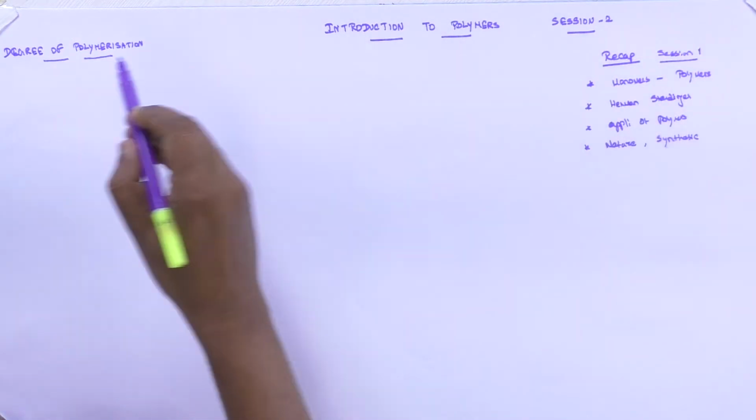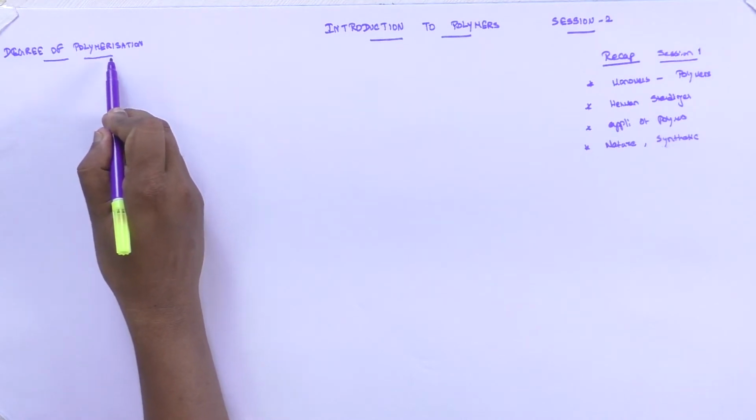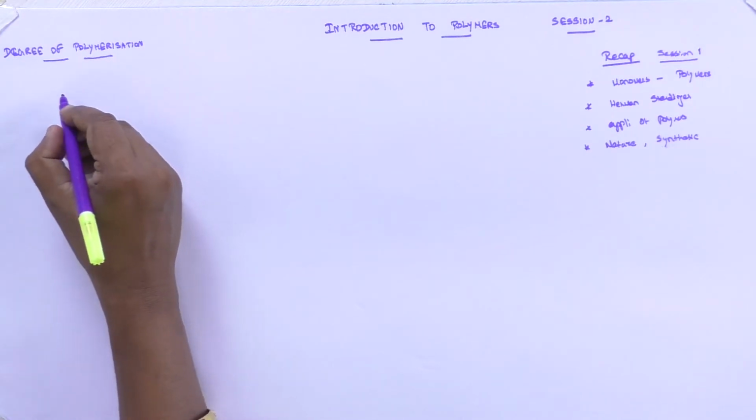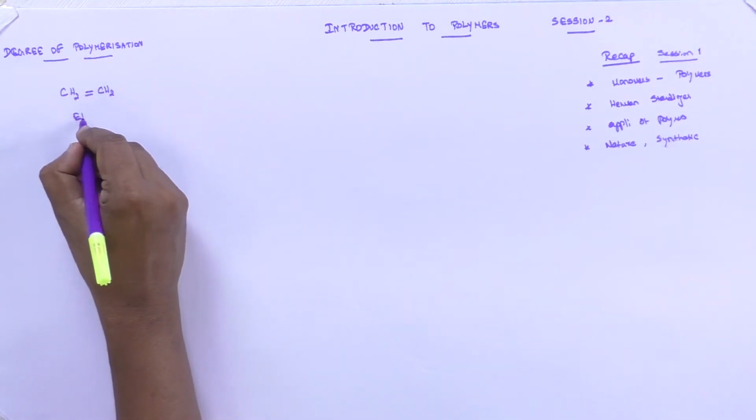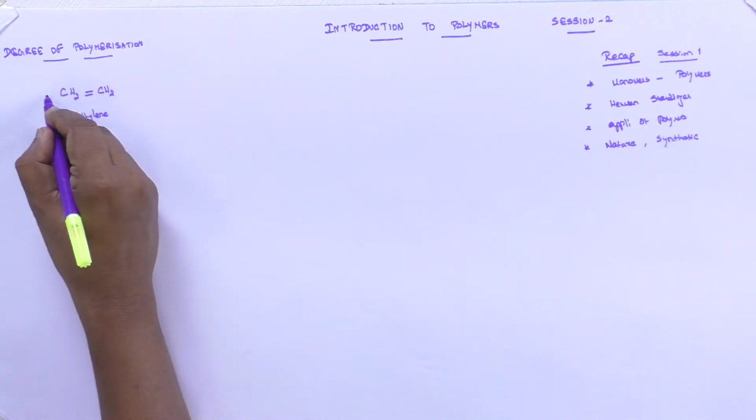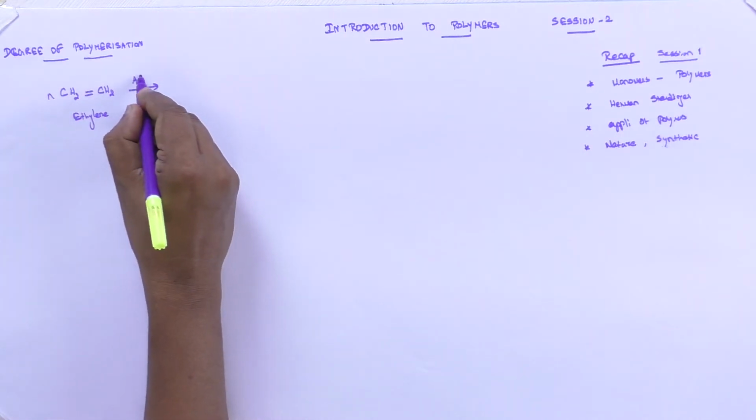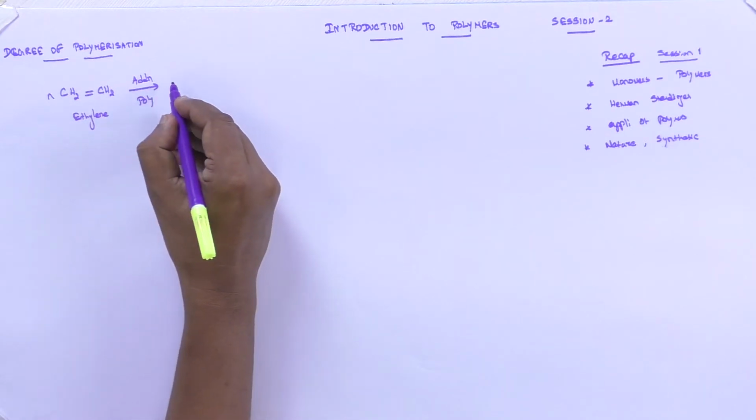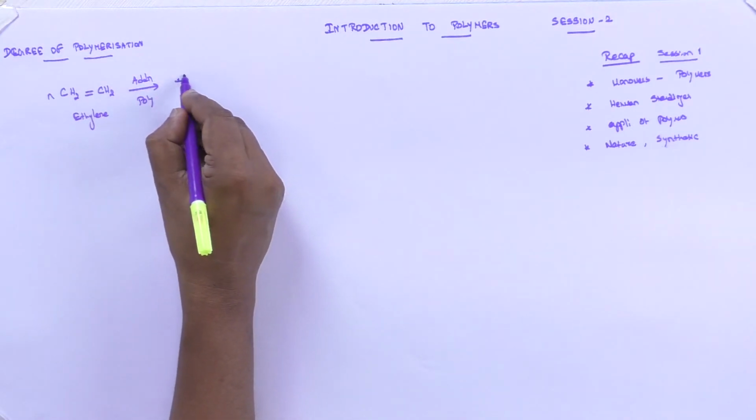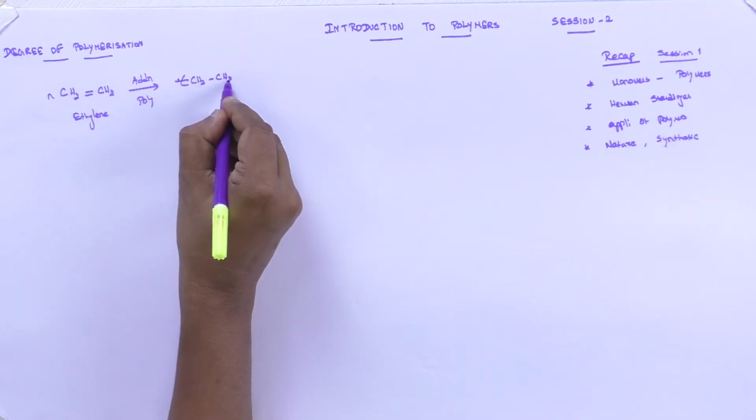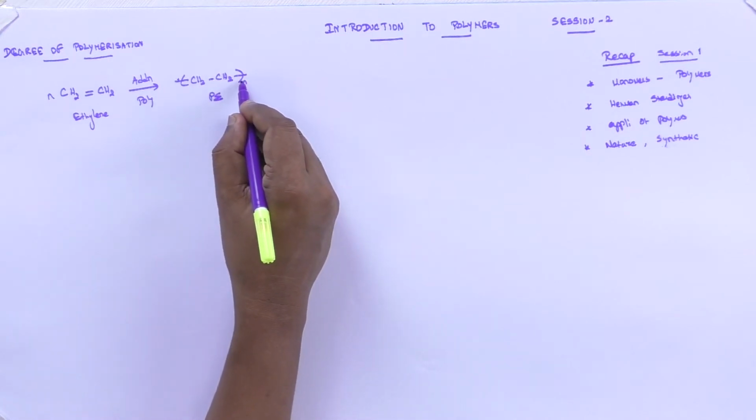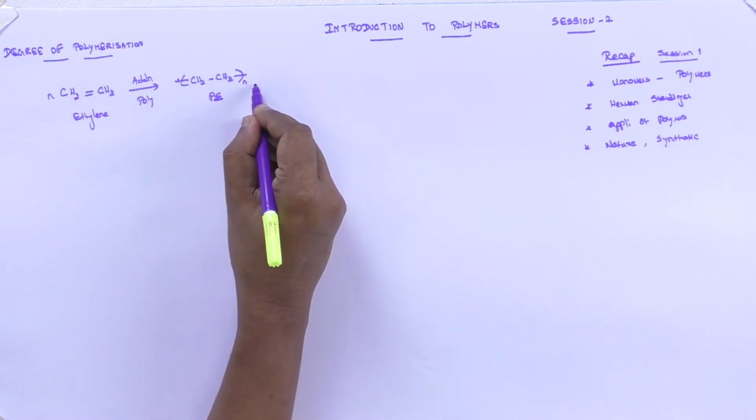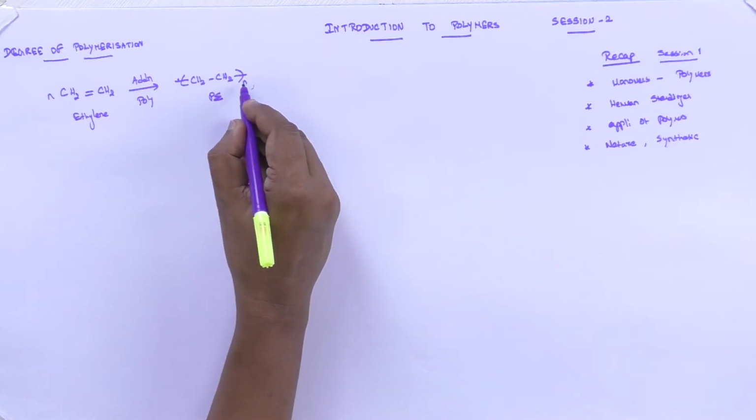So in session 2, we are going to discuss degree of polymerization. Let us take the simple reaction CH2 double bond CH2, the same example we have seen in the last class. So ethylene forming polyethylene by addition polymerization, CH2 single bond CH2 n times. This is nothing but polyethylene. This n, the number of repeating units in a polymer, is known as degree of polymerization.